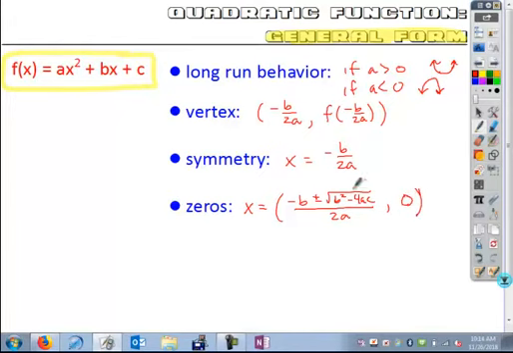So if the number inside this radical was 0, you'll have 1 zero. If this number is negative, you're not going to have any zeros. And if this number is positive, you're going to have 2 different zeros. Okay. So let me go through an example of this, and we'll go through each of these parts that it's asking.